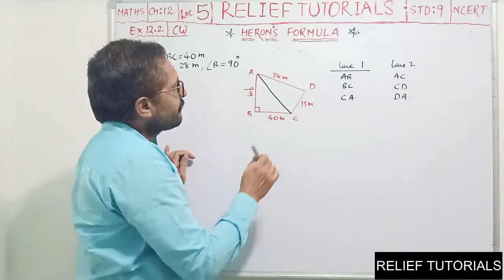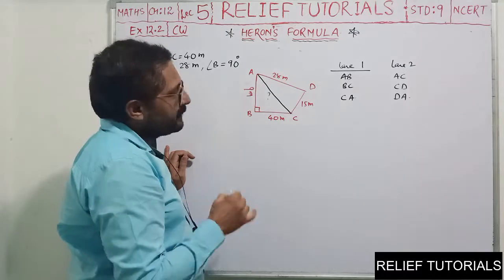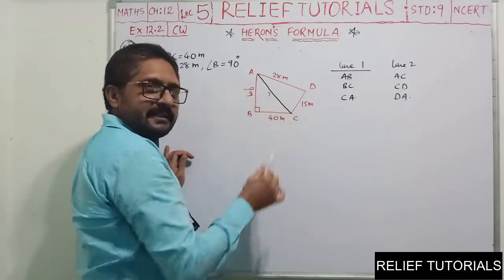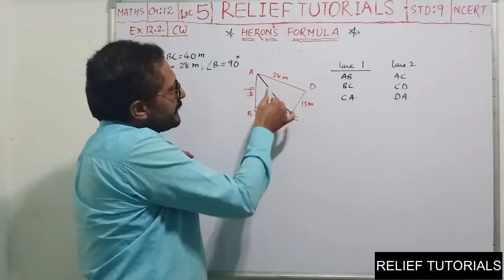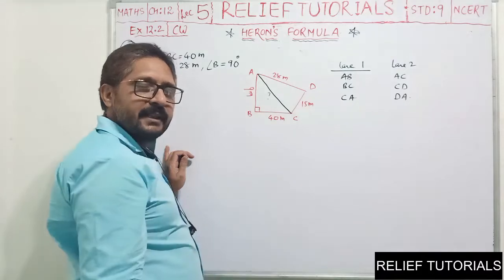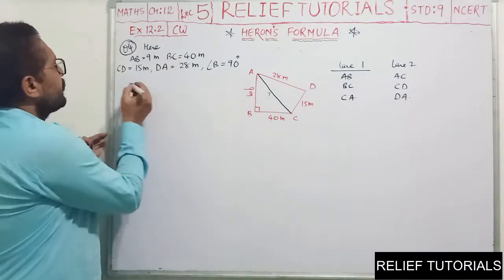So the question arises, we don't have the dimension of this AC. So how to find it? Very simple. By using Pythagoras, you can find AC. So you get all the three sides. Now you can find the area of triangle ADC by using Heron's formula. Okay, see now.